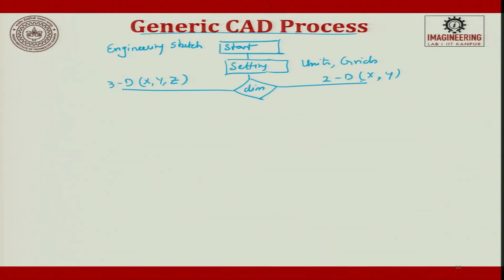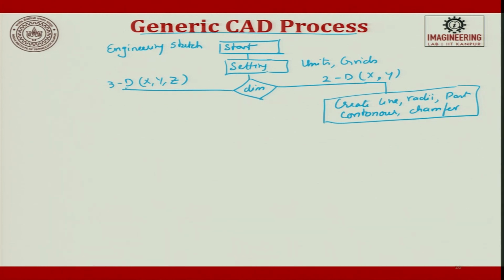And then in 2D, with x and y dimensions, we try to create a line, radii, part contour, and we also give chamfer. All these things are done here. When you go to the 3D side, we use construct basic solids. Later we will see constructive solid geometry and basic solids.